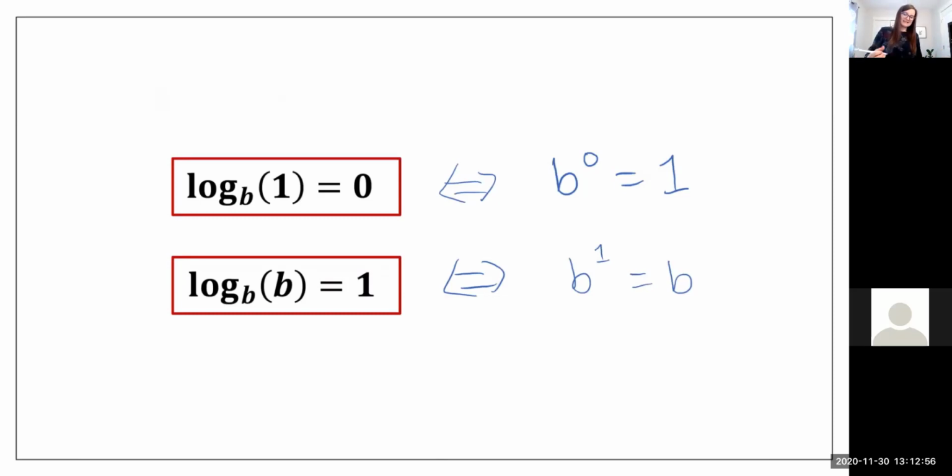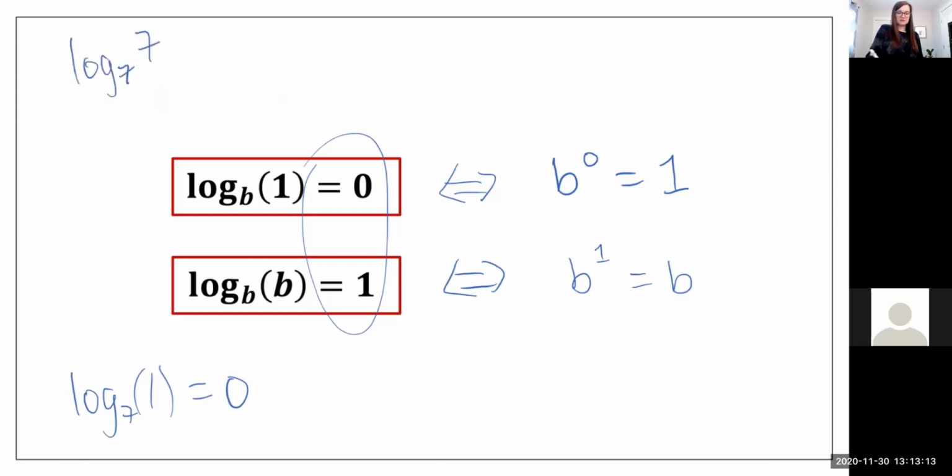But what that does is these are not always given. So if you just have, okay, evaluate log base 7 of 1. Well, right away, you know that's a 0 because of this property. Or if you see log base 7 of 7, you should know that that's a 1 just because of this property. So that helps with simplification sometimes.